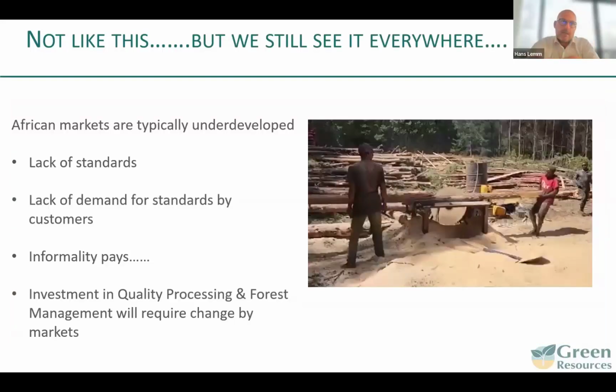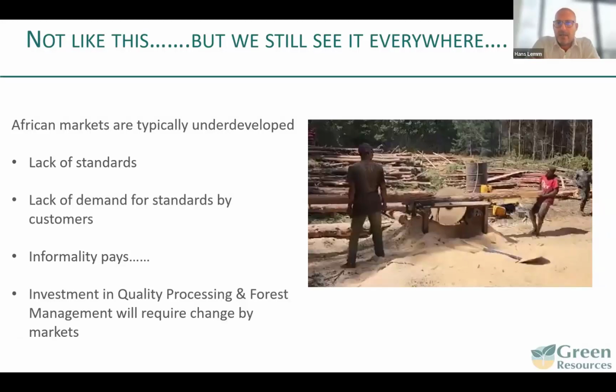But if it's not to be done like this, we still see it everywhere. Why is that? The typical problem is that African markets are very underdeveloped. There's a lack of standards. There's a lack of demand for standards by customers.